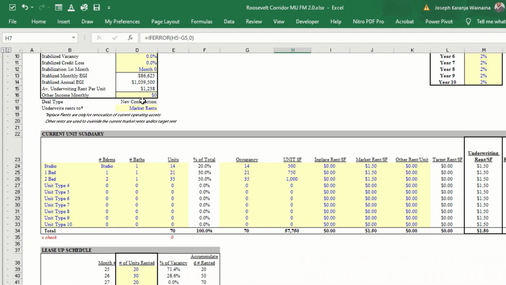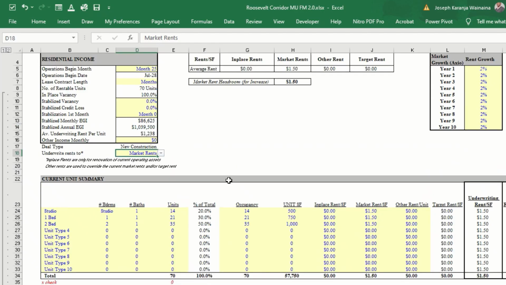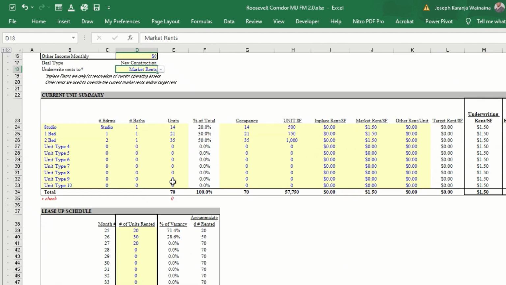Here, because it's a new construction, you can select which rents we're going to underwrite the project to. Here we've selected market rents, and you can change it and see if it's going to be based on in-place rents, target rents, other rents, or the market.